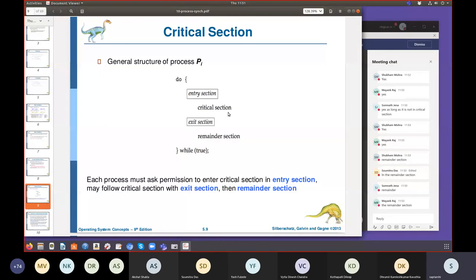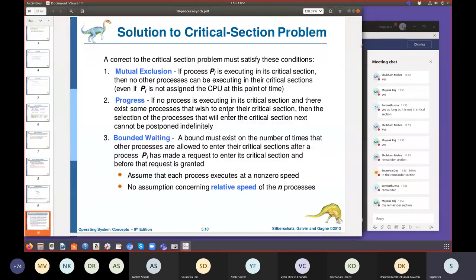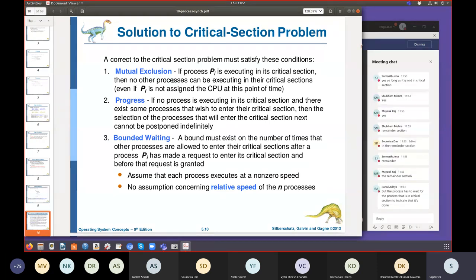Okay. So now there are different solutions to the critical section problem, and we will discuss some of them. But any feasible solution should give some guarantees. A correct solution to the critical section problem must satisfy these conditions. First, mutual exclusion. This is what we have been discussing till now. If process Pi is executing in its critical section, no other process should be executing in their critical sections, even if Pi is not assigned the CPU at this point of time.